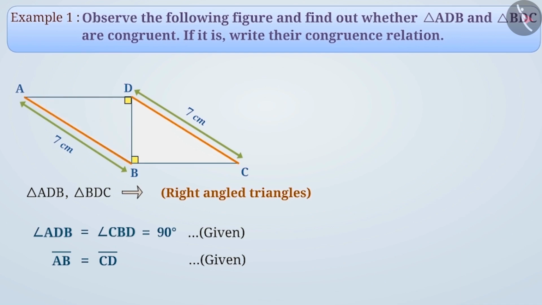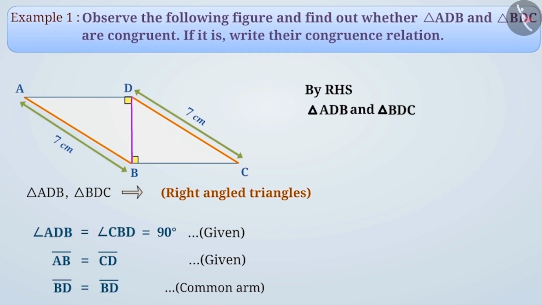Absolutely correct. The side BD in both these triangles is common. That is, BD is equal to BD shows us that the hypotenuse of these two right-angled triangles is equal and one arm is equal. So here we can say that triangle ADB and triangle BDC are congruent with the RHS theorem. So, let us symbolically write the relation of their congruence.